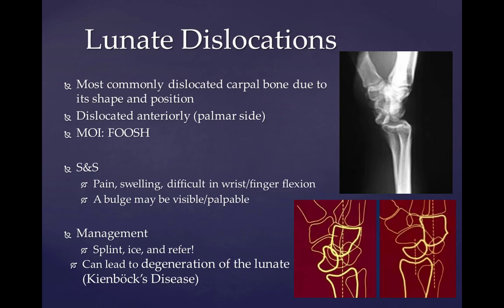Kienbock disease is a breakdown of the lunate bone. Specifically, Kienbock disease is another name for avascular necrosis, or death and fracture of bone tissue due to interruption of blood supply. This occurs with fragmentation and collapse of the lunate.